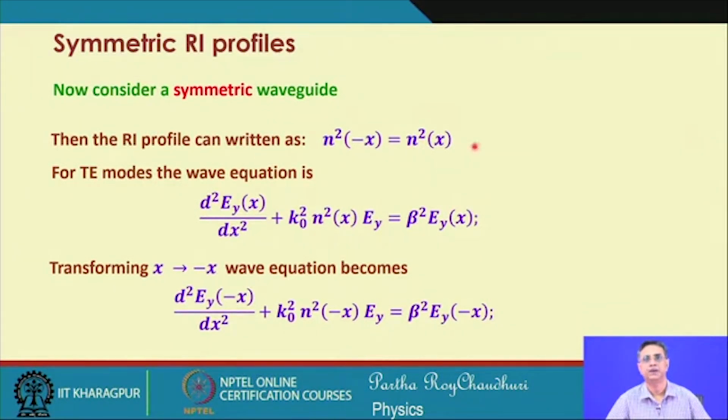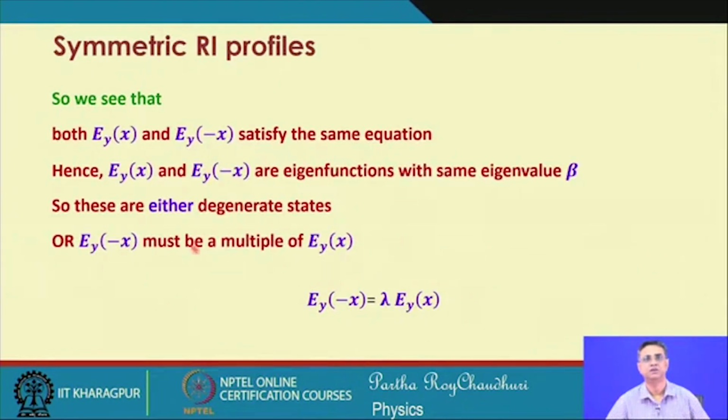Now, there is one important point: if you consider a symmetric refractive index profile of the waveguide, you can write this mathematically like this, and for TE modes we can write down this equation, which is an eigenvalue equation. If you transform x to minus x, I can write this equation like this. You can see that both the equations, for uy of x and uy of minus x, satisfy the same equation. Hence, these two are the eigenfunctions with the same eigenvalue.